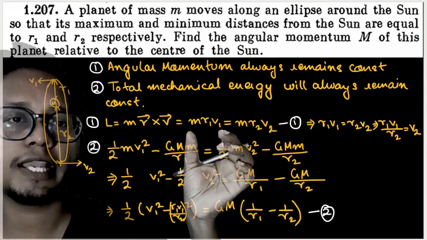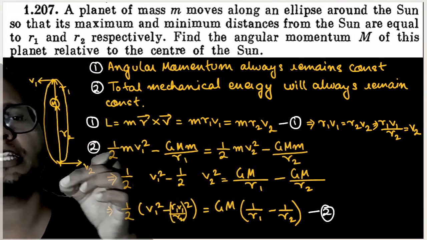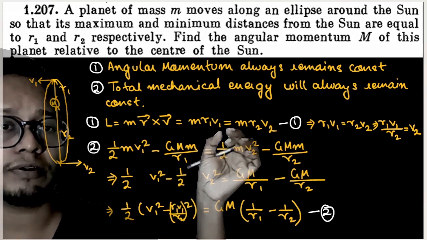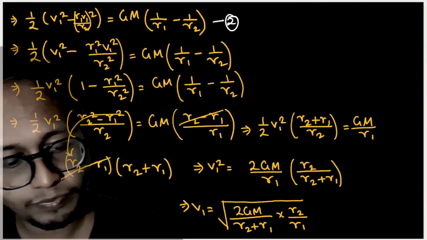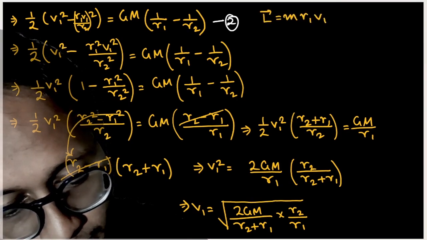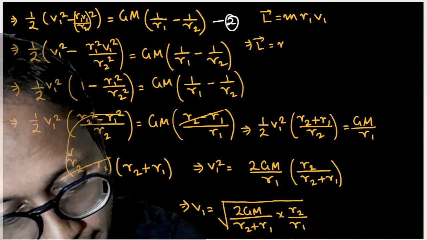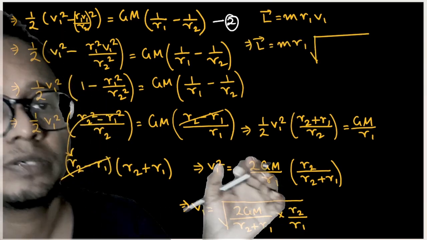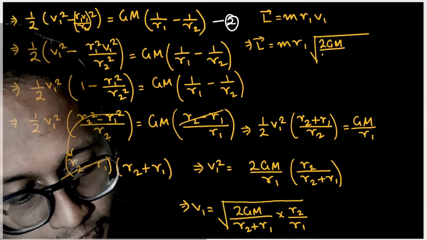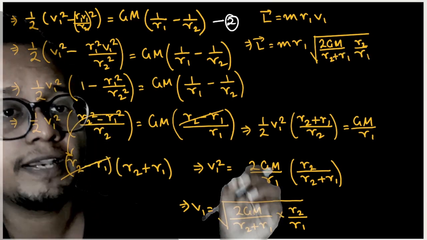Now can I apply angular momentum is equal to m1 r1 v1, and m1 r1 v1 is equal to m2 r2 v2. So angular momentum at every point in the orbit would be the same, and that value of angular momentum is nothing but m1 r1 into v1. I have already found out the value of v1, which I substitute from out here. So angular momentum is m into r1 into under root of 2 GM by r2 plus r1 into r2 divided by r1.